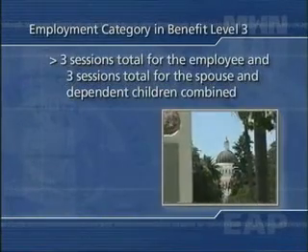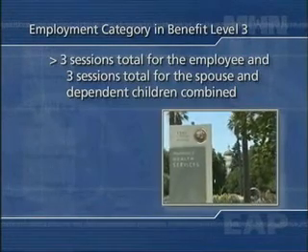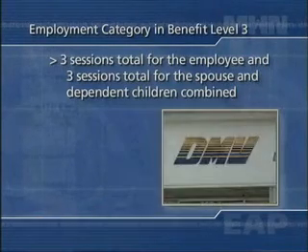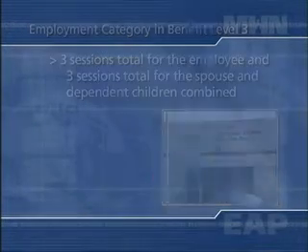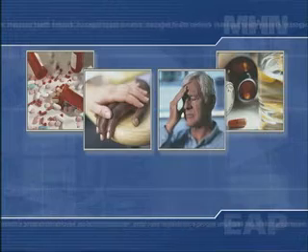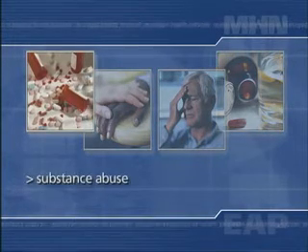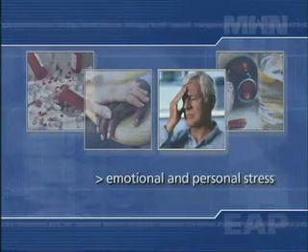Employment category and level 3 is for all other State of California employees. This group receives 3 sessions total for the employee and 3 sessions total for the spouse and dependent children combined. As I mentioned, some benefit levels get a specific number of visits per problem type. There are 4 problem types for clinical services. They are substance abuse, alcohol abuse, marital and family issues, and emotional and personal stress.